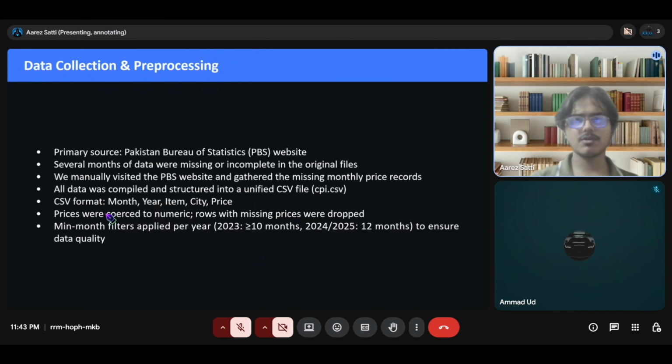So, if we move forward to the data collection and pre-processing, the data situation was honestly one of the harder parts. The PBS website has price data, but a lot of months were missing or incomplete in what we could directly pull. So we had to manually go through the website and gather all the missing data and compile it into a CSV.